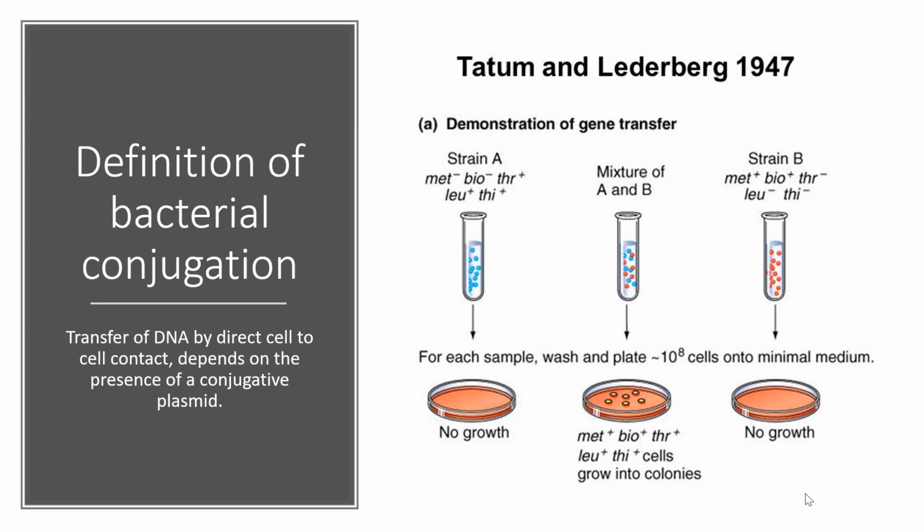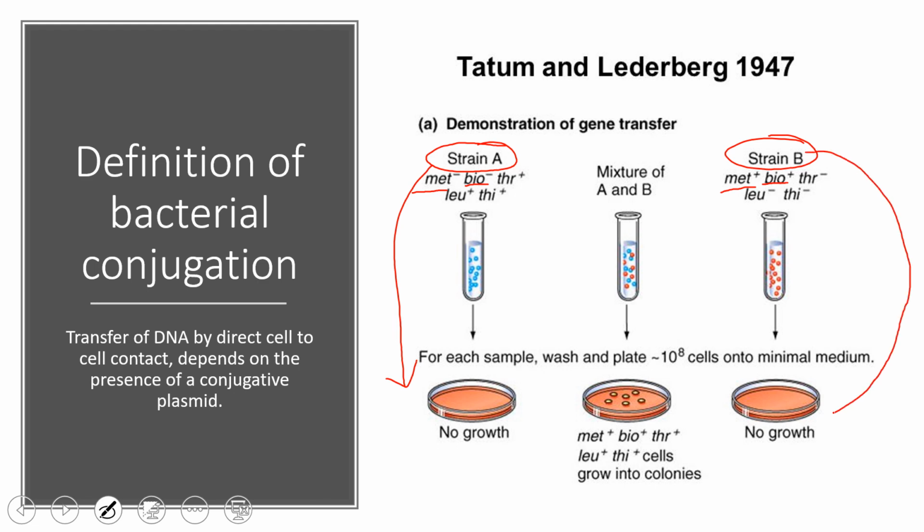In 1947, Lederberg and Tatum performed an experiment. They had two strains, strain A and strain B. Strain A is unable to make methionine and biotin. Similarly, strain B is capable of producing methionine and biotin. They put strain A into a medium which contains minimal nutrients, and you can see that there was no growth. Similarly, they put strain B in the minimal medium, and you can see there was no growth of the bacteria.